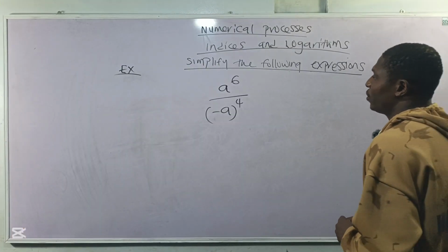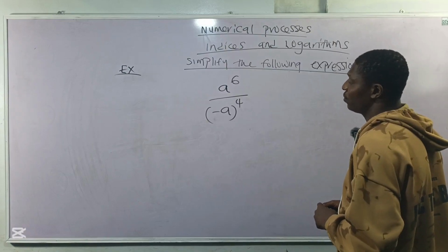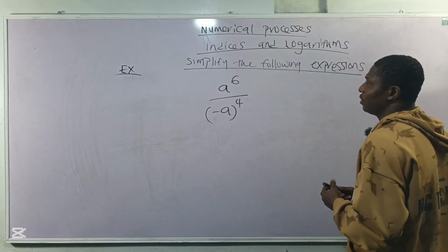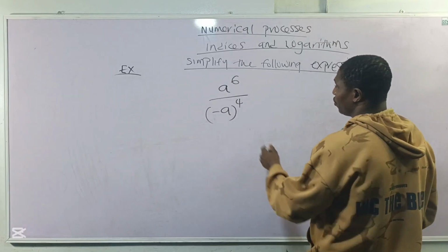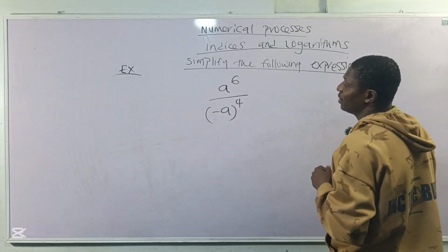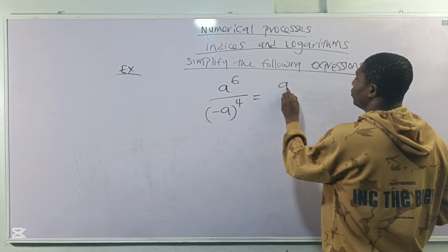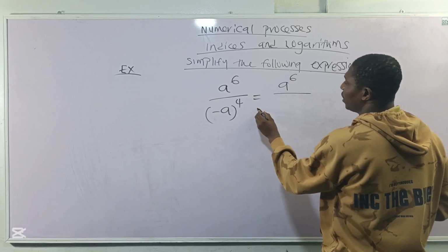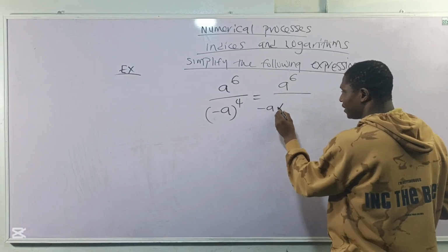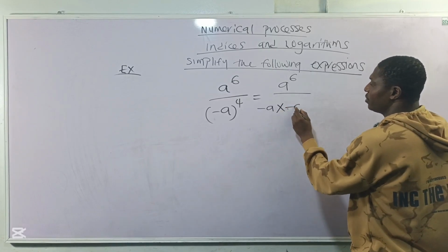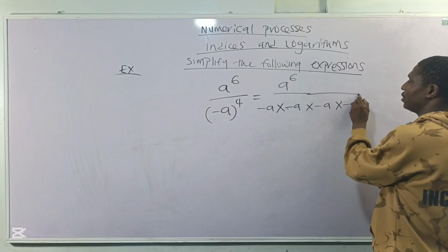We have a raised to the power 6 all over minus a, close bracket, raised to the power 4. How do we resolve this? We see that a and minus a are not of the same base, because this is positive a, this is negative a. So let's try to resolve the denominator first, giving us a raised to the power 6 all over minus a raised to the power 4, which is minus a times minus a times minus a times minus a.